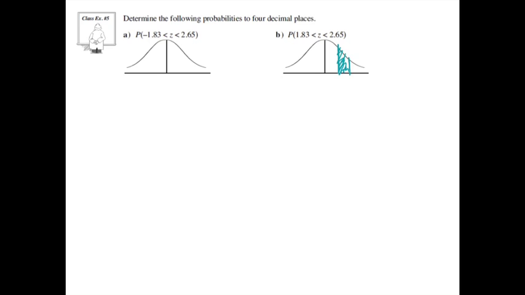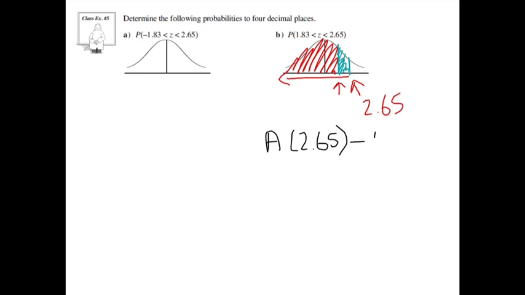Now keep in mind again, both of the areas that you will find in this case will reference everything to the left. What's important is the one on the left, which is 1.83, is going to reference all of the area to the left of it, which we don't necessarily want. This one right here, which is going to correspond to 2.65, is going to reference everything. So we're going to have to subtract the two in order to make that work. So you're going to have the area of 2.65 minus the area of 1.83.